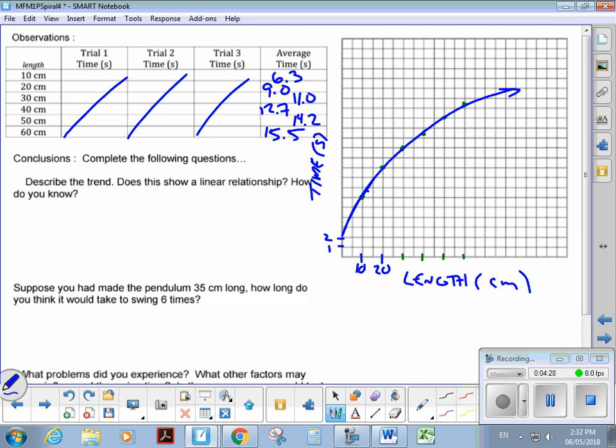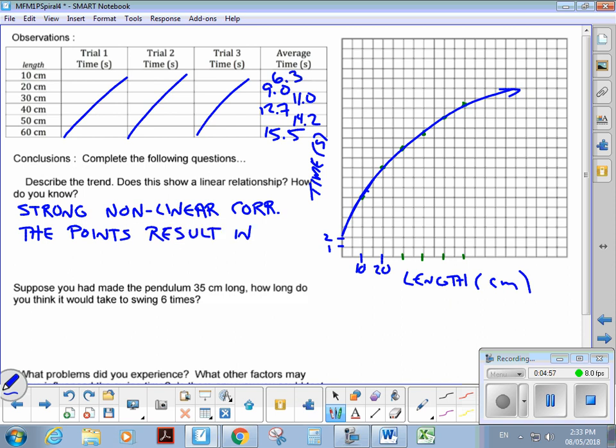Describe the trend. So this is definitely a strong, non-linear correlation. All right, it's not linear, but it is strong. Does this show a linear relationship? No. How do you know? The points result in a curve. Okay, we can see that curve forming as we sketched it in.